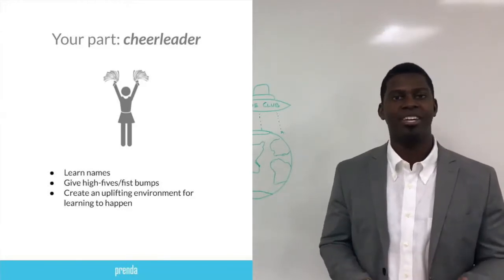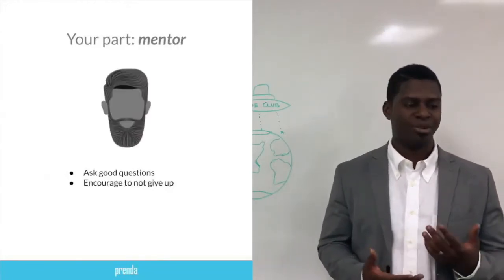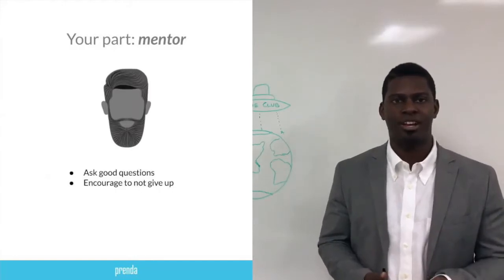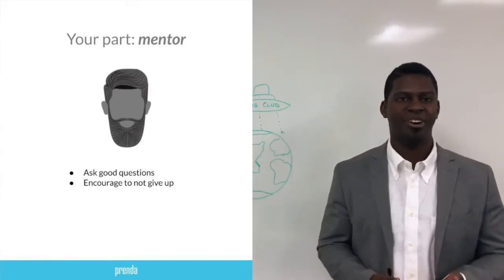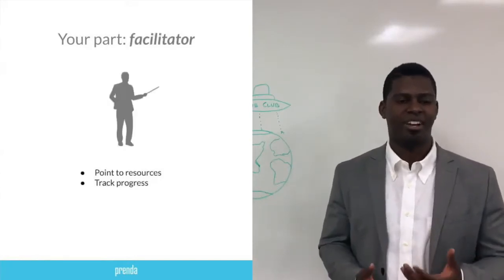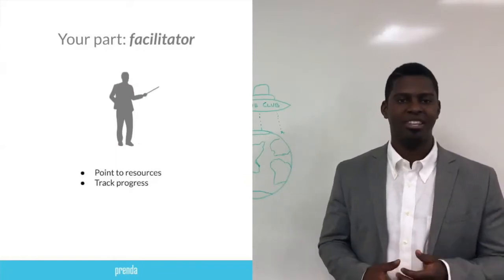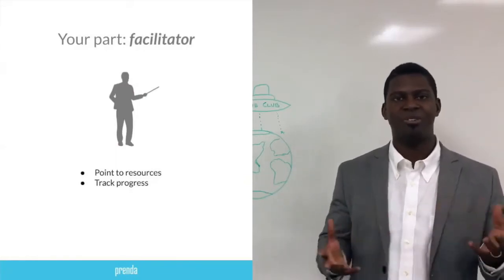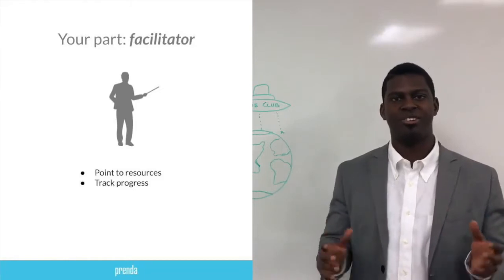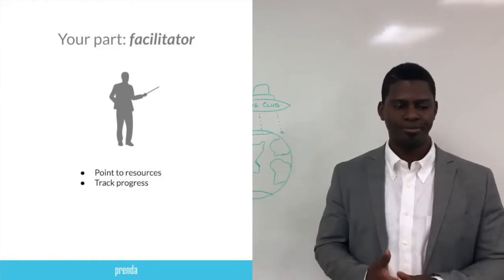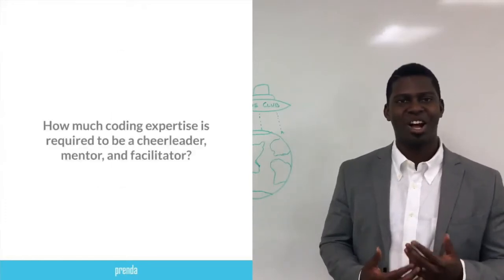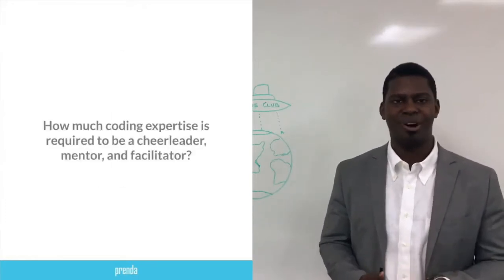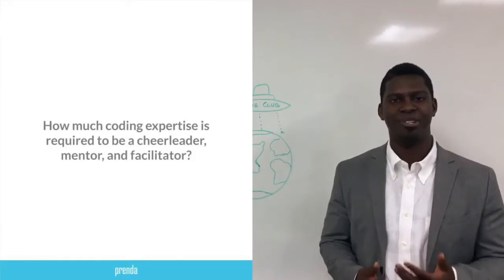The second thing you are is a mentor. A mentor is someone that asks good questions. A mentor is someone that encourages students not to give up when they get stuck. And the final thing you are is a facilitator. That means that you're pointing to resources. That means that you are doing all those things that provide the structure for the environment for them to learn. So my question to you, with those 3 roles, how much coding expertise is required to be a cheerleader, mentor, and facilitator?